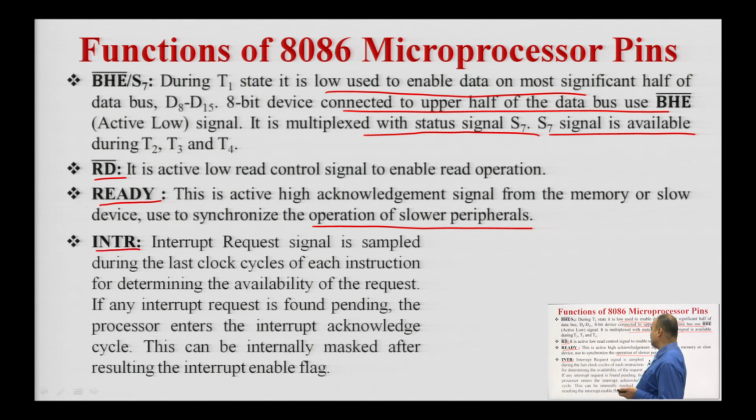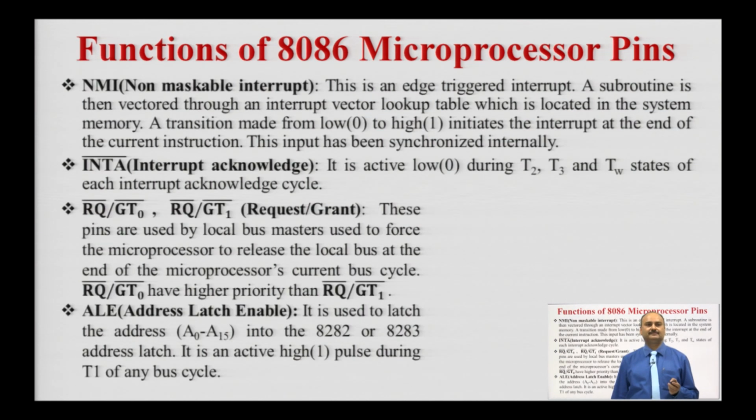Next is the INTR pin. Interrupt request signal is sampled during the last clock cycle of each instruction. Whenever the microprocessor executes any instruction, it will check the status of this interrupt request signal on the last clock cycle of each instruction to determine the availability of an interrupt request. If any interrupt request is found pending, the processor enters the interrupt acknowledge cycle. This can be internally masked by resetting the interrupt enable flag. Accordingly, if the interrupt enable flag is enabled, the processor will generate the interrupt acknowledge signal and serve the request of the interrupting device.